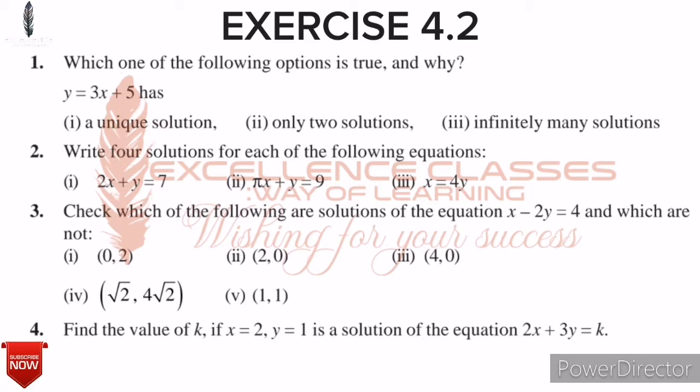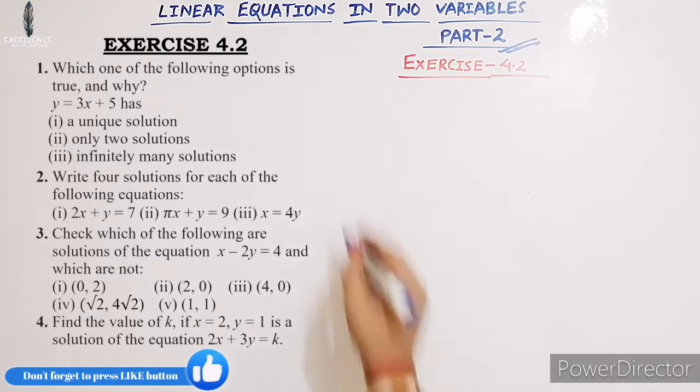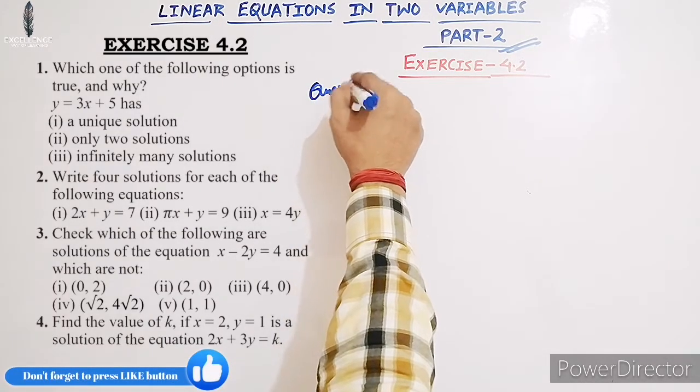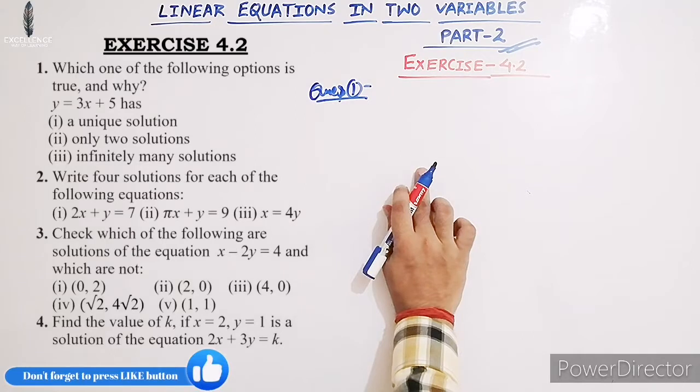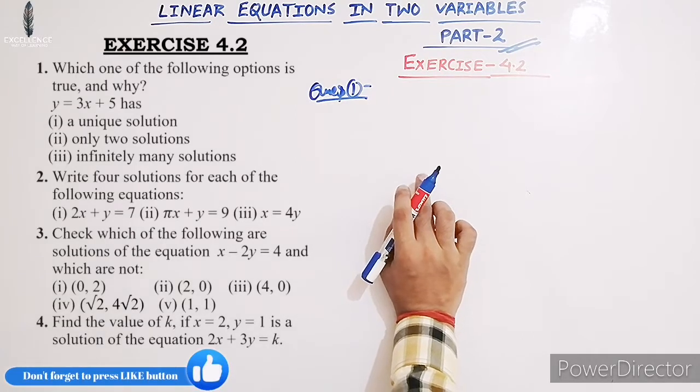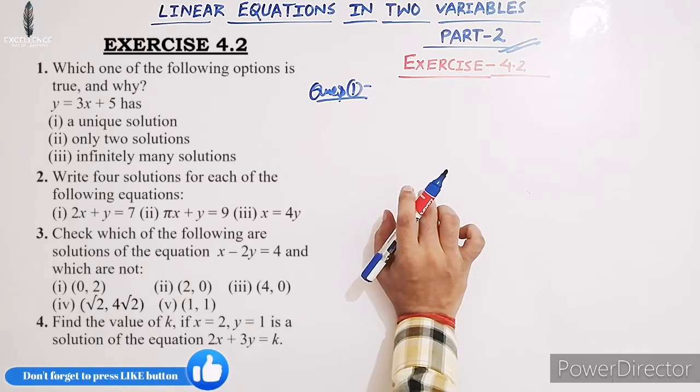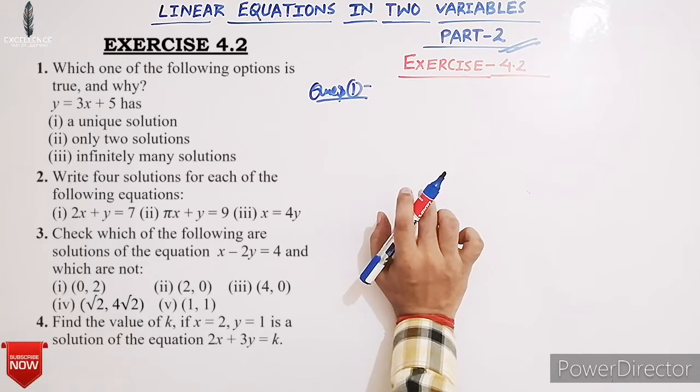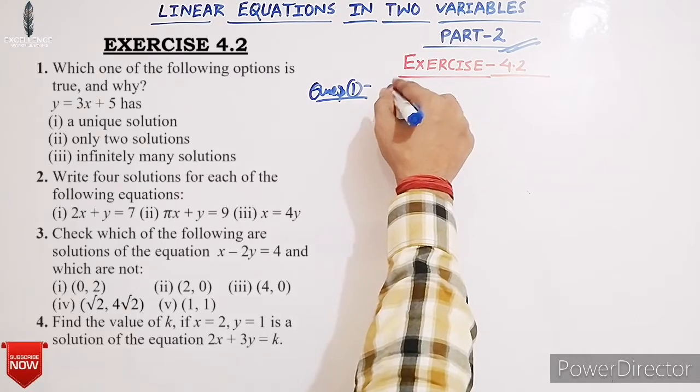Today we are going to discuss exercise 4.2, which is based on the solutions of linear equation in two variables. Okay? Now let's see question number 1. Which one of the following option is true and why? y is equals to 3x plus 5 has a unique solution, or only two solutions, or infinitely many solutions.